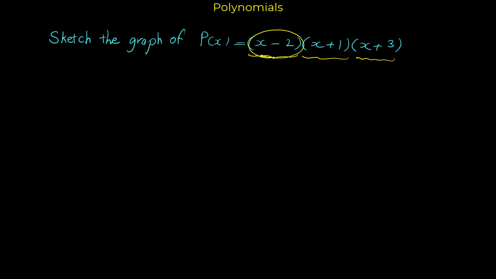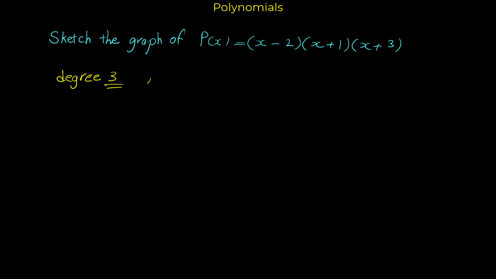This bracket has x to the 1. So this is degree 1, this is degree 1, and this is degree 1. If you multiply three x's of degree 1 by each other, it would be degree 3. x times x times x is x to the 3. So this polynomial is of degree 3. This is the first thing that you always have to find.